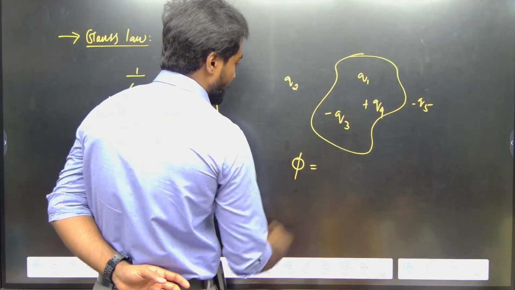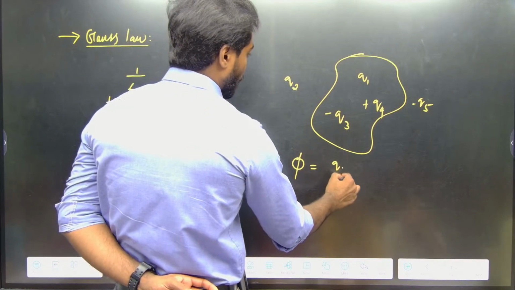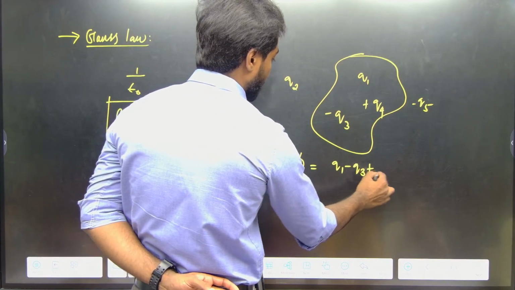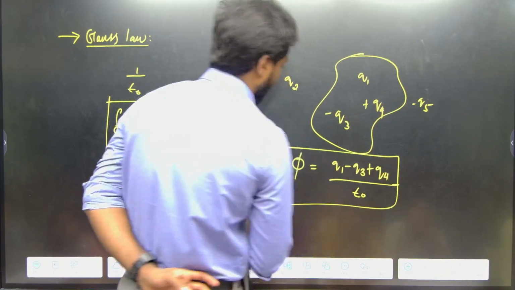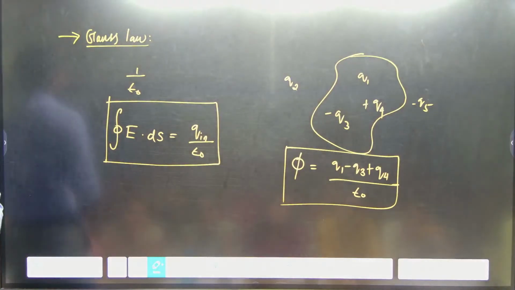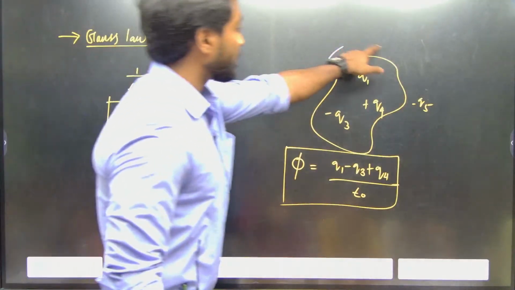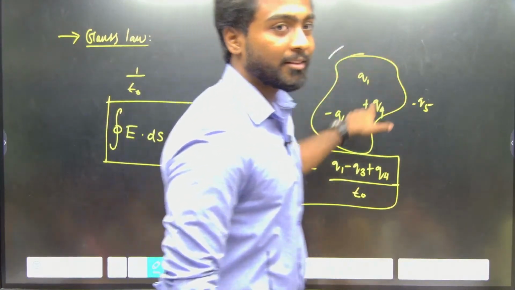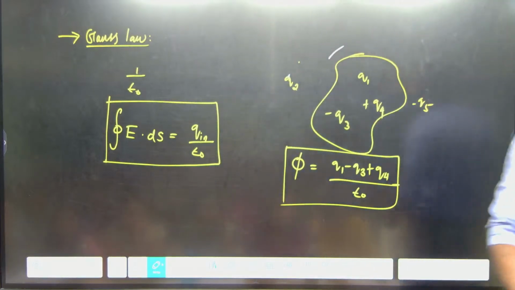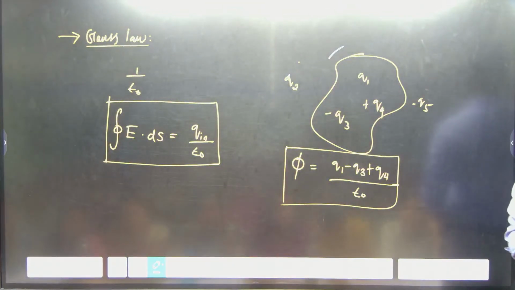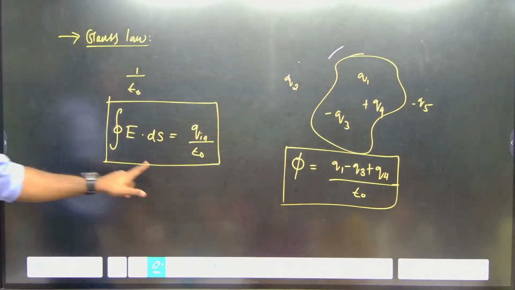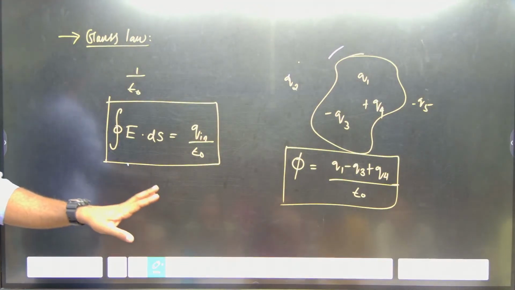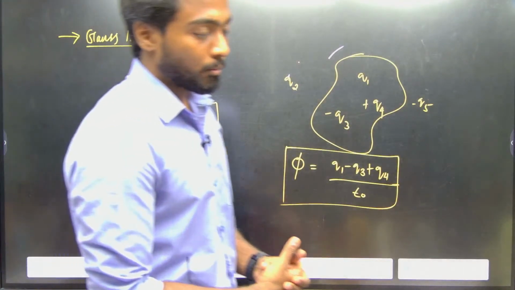So can I say that flux is equal to Q1 minus Q3 plus Q4 by epsilon naught? This is my answer, that's the flux. Yes or no? Whatever charges are present inside the system by epsilon naught, that's what the sentence says. So from now on, we'll use this Gauss law to find the electric flux. Okay, take it down.